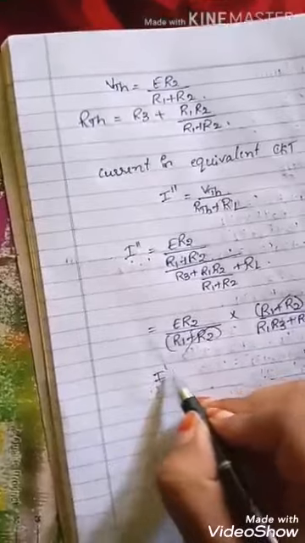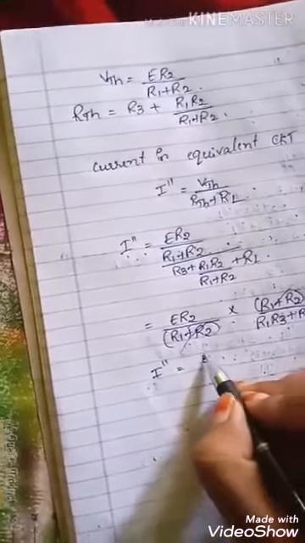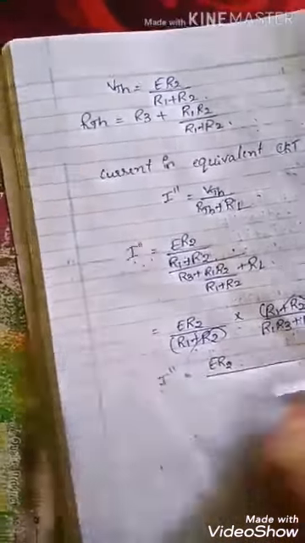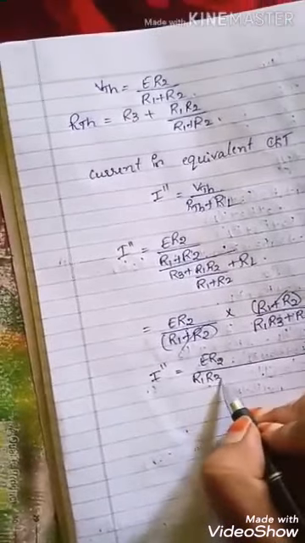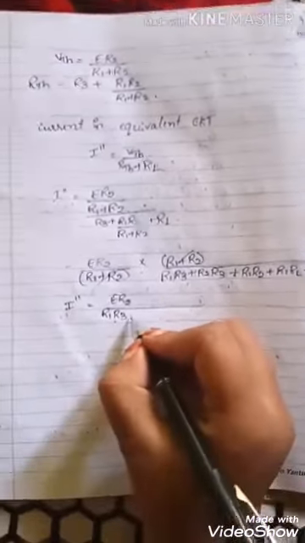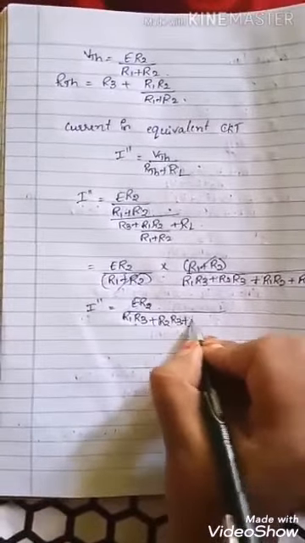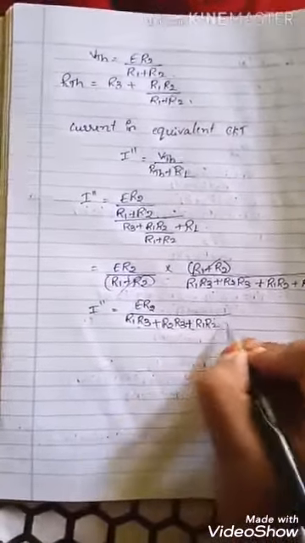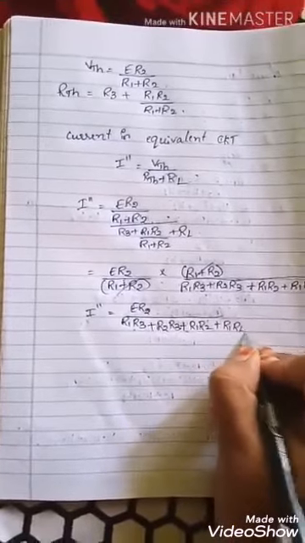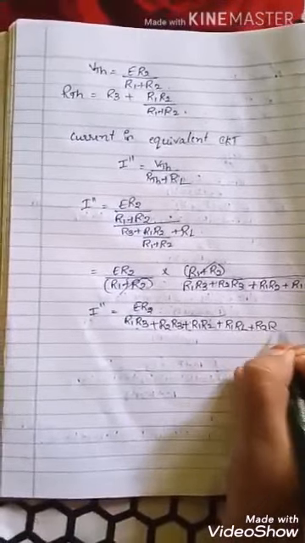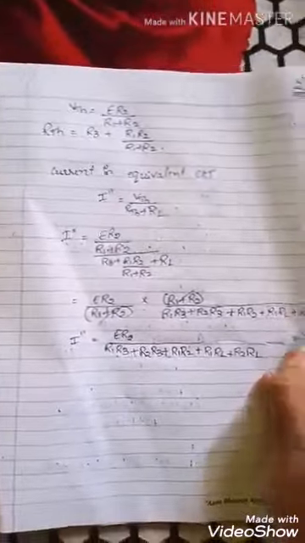The equation becomes I double dash equal to E R2 divided by R1 R3 plus R2 R3 plus R1 R2 plus R1 RL plus R2 RL. So this is the equation, the previous one we have taken as 6, so this is equation number 7.